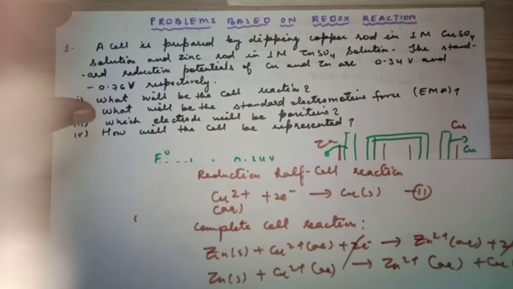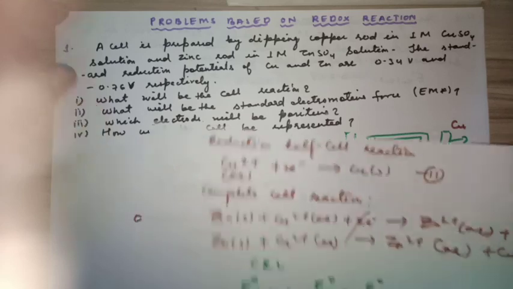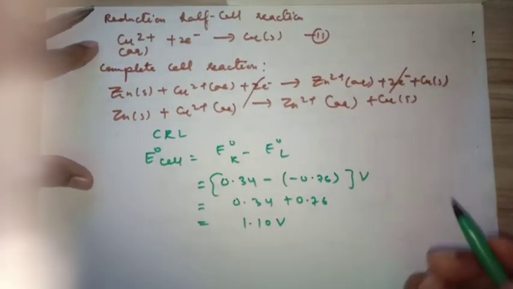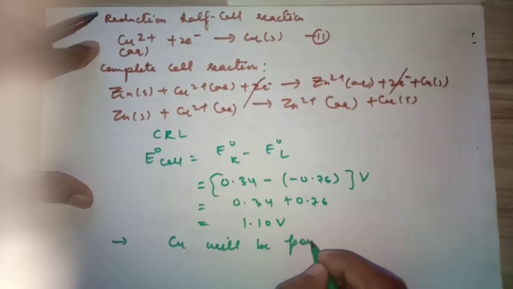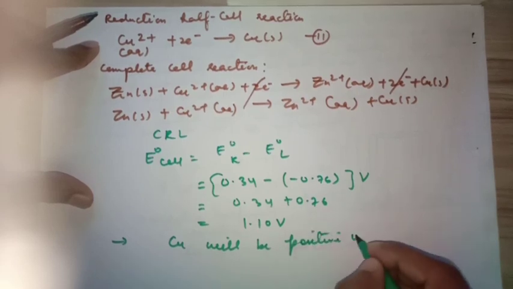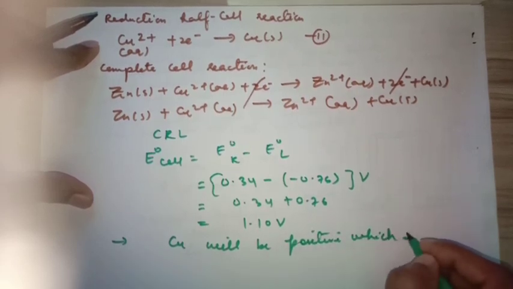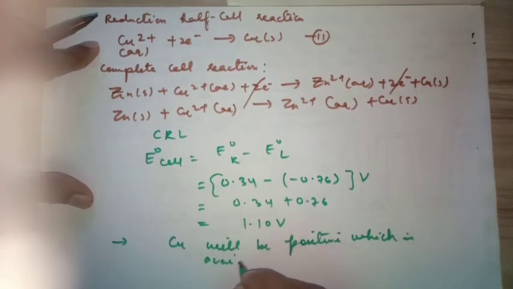The third part: which electrode will be positive? Of course the cathode will be positive, so copper will be positive, which is available at the cathode.